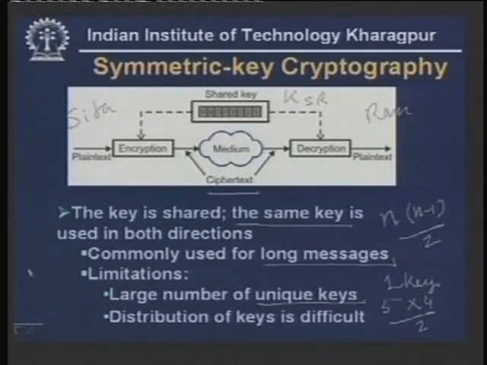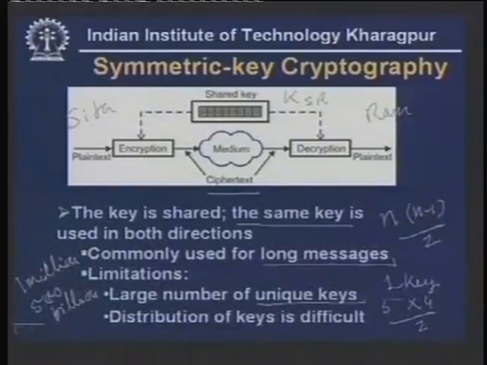That means, if you have got say 1 million users, then you will require 500 billion keys. So, that is the problem of this symmetric key cryptography. The total number of keys is very large, particularly when the number of users increases, the number of keys increases, and this is known as the n square problem.